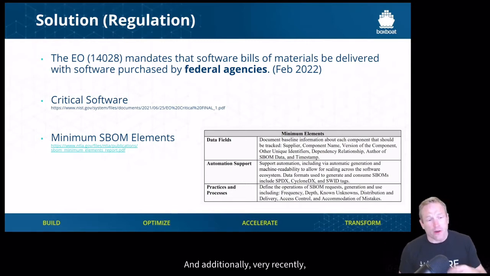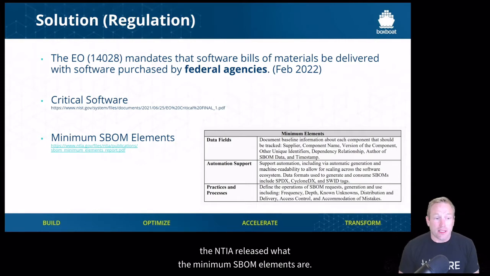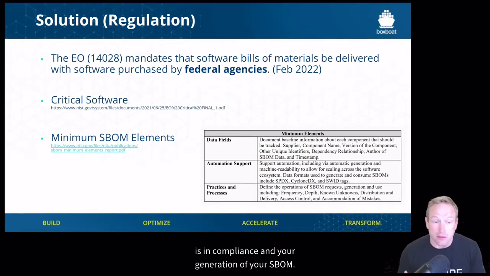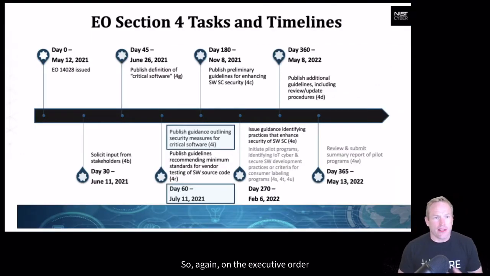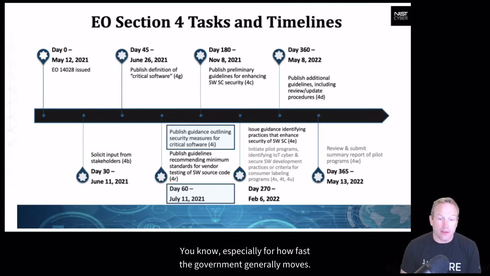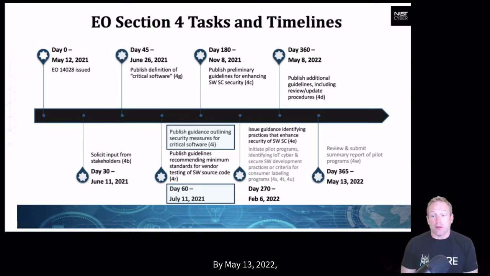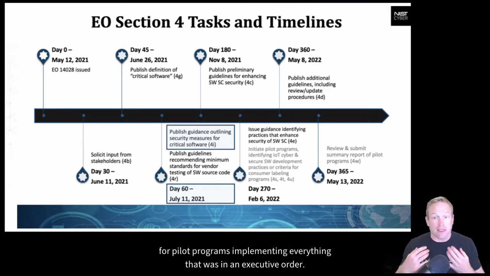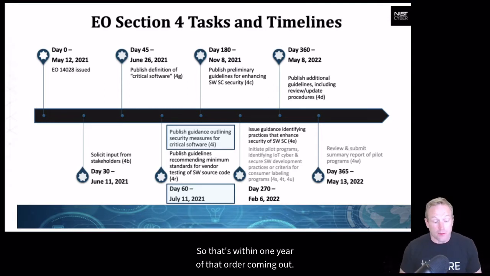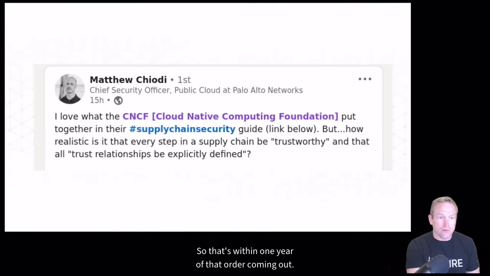And additionally, very recently, the NTIA released what the minimum SBOM elements are. It's important to look at that to make sure that your software is in compliance in your generation of your SBOM. So again, on the executive order, section 4, the timeline is very, very fast, especially for how fast the government generally moves. By May 13th, 2022, there is going to be a report due for pilot programs implementing everything that was in that executive order. So that's within 1 year of that order coming out.